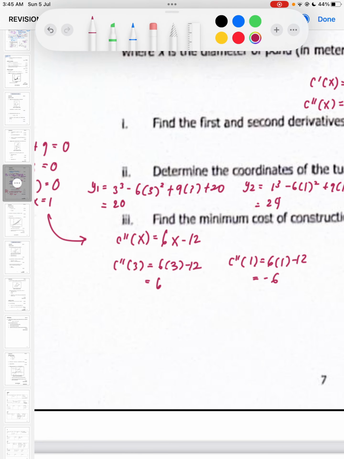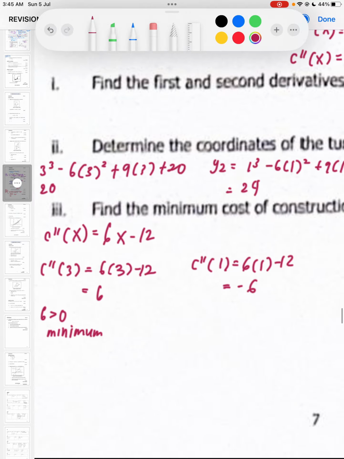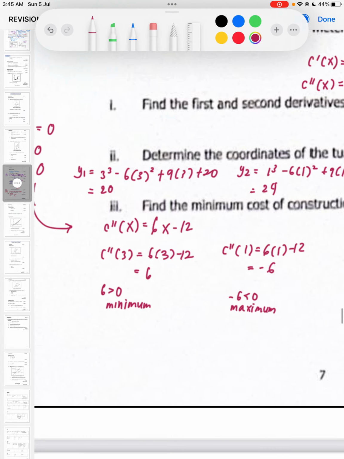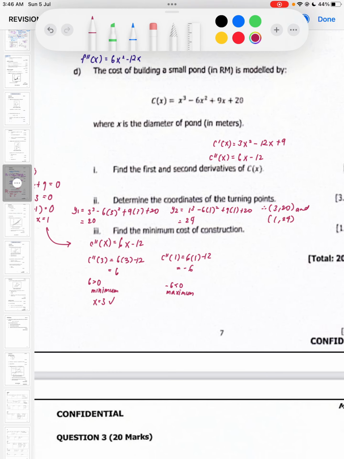So how do we know exactly if it is a maximum or a minimum point? For here, since 6 is more than 0, then it is positive. So it is a minimum point. But since negative 6 is less than 0, it is a maximum point. So in this case, we are able to take x equals 3 because it is the minimum point for the whole cost.